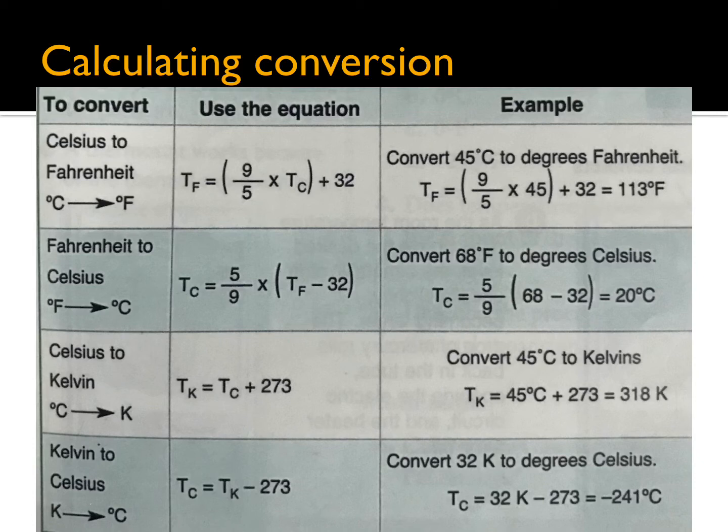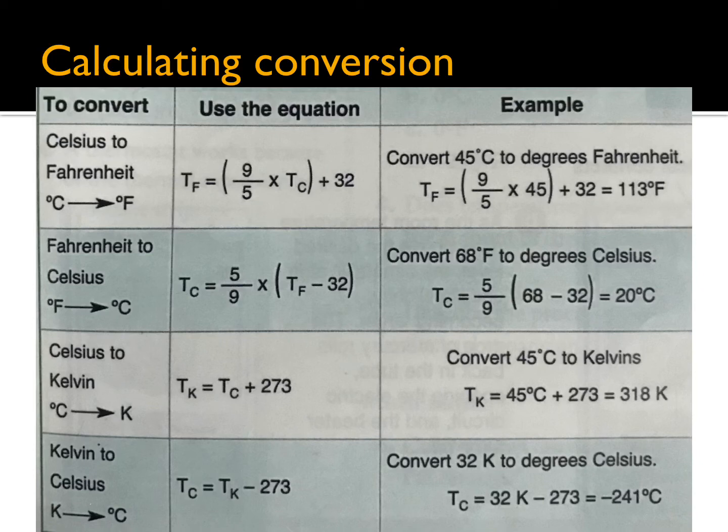Now I want to change 0 Kelvin to Celsius. The equation for this is the following. Temperature in Celsius equals temperature in Kelvin minus 273. So 0 minus 273 equals minus 273. Now you realize that the temperature 0 degrees Celsius is much higher than 0 Kelvin.